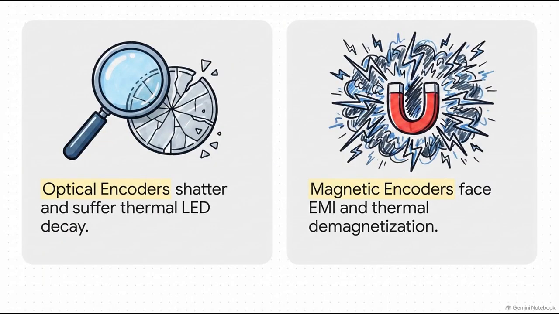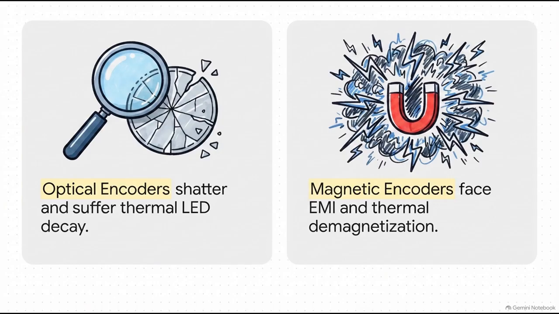Because of this environment, engineers are forced into a really brutal trade-off between optical and magnetic encoders. And honestly, neither is perfect. On side A, you've got optical encoders. They rely on highly precise glass encoder discs and LEDs. But under massive temperature swings, from -40 to positive 150 degrees Celsius, microstresses form. The glass can literally shatter, and the LED's luminous intensity permanently degrades, giving you massive pulse distortion.